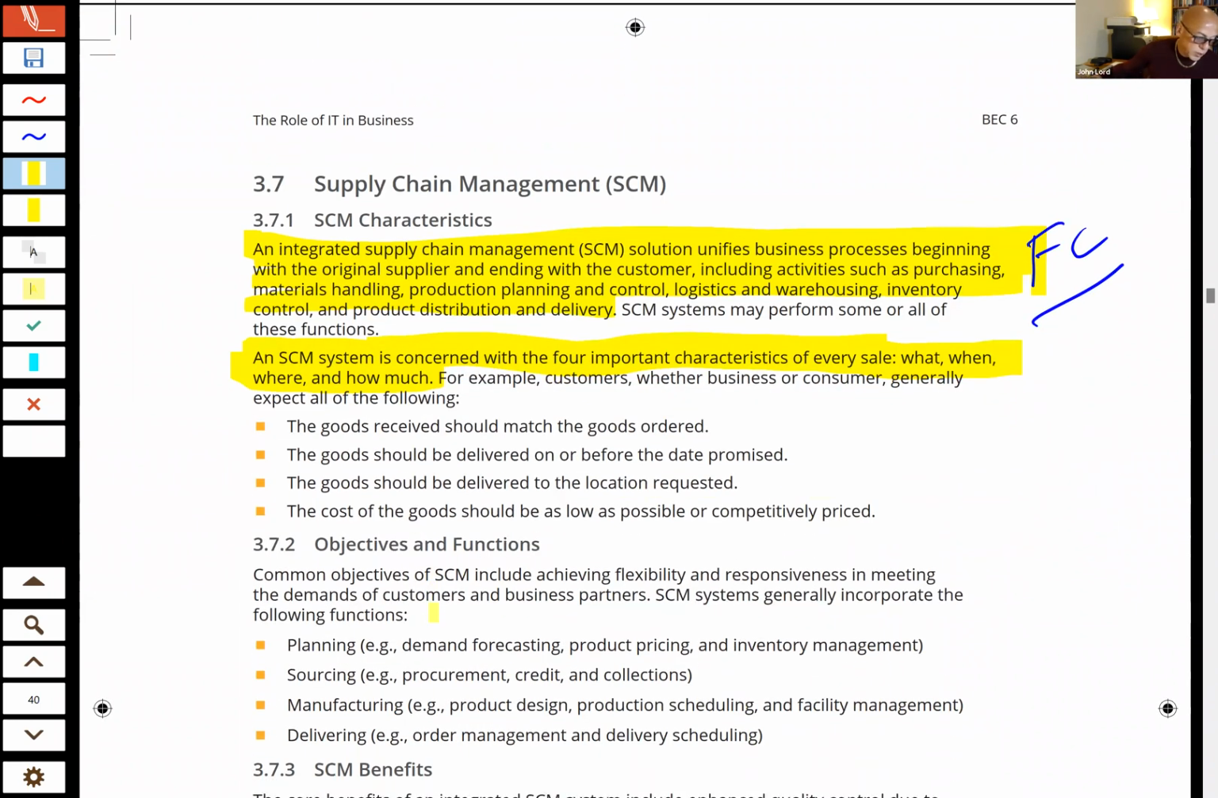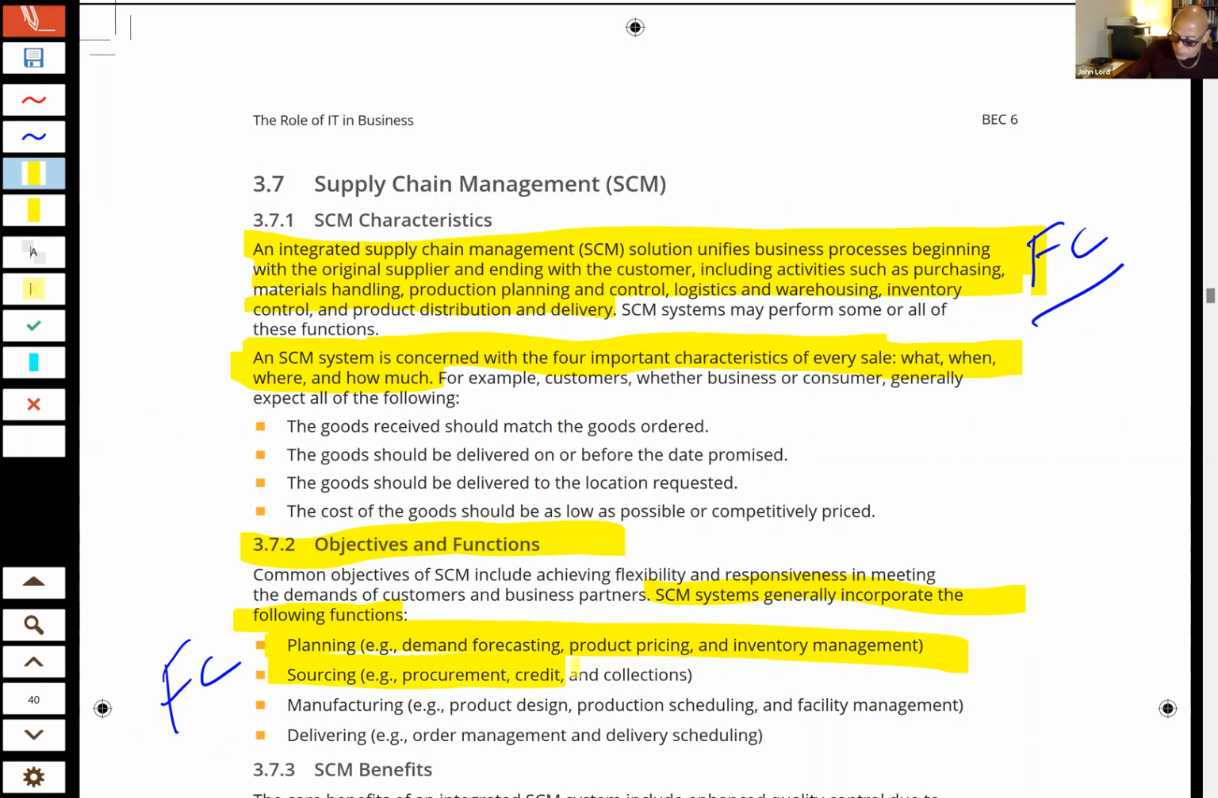Objectives and functions of the supply management system. And let's go ahead and flashcard these functions and systems of a supply management system. I could see somebody asking you multiple choice questions, something like that. And we have planning. What is our demand forecast?